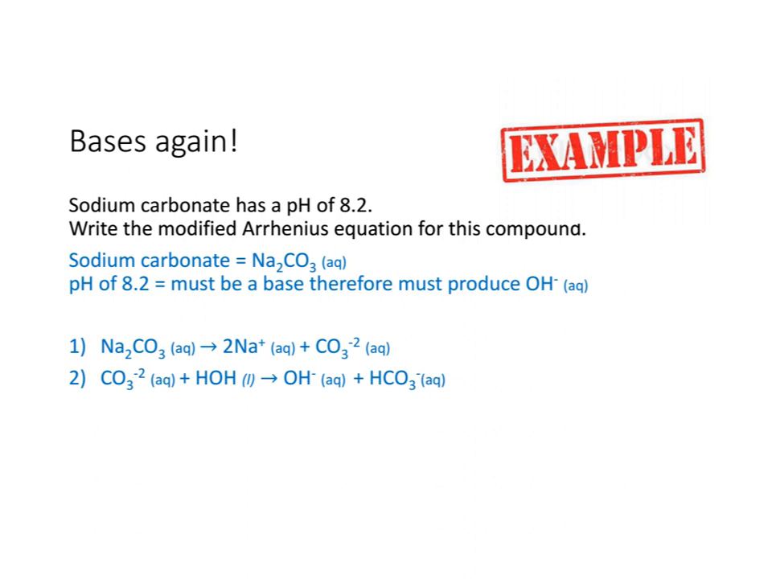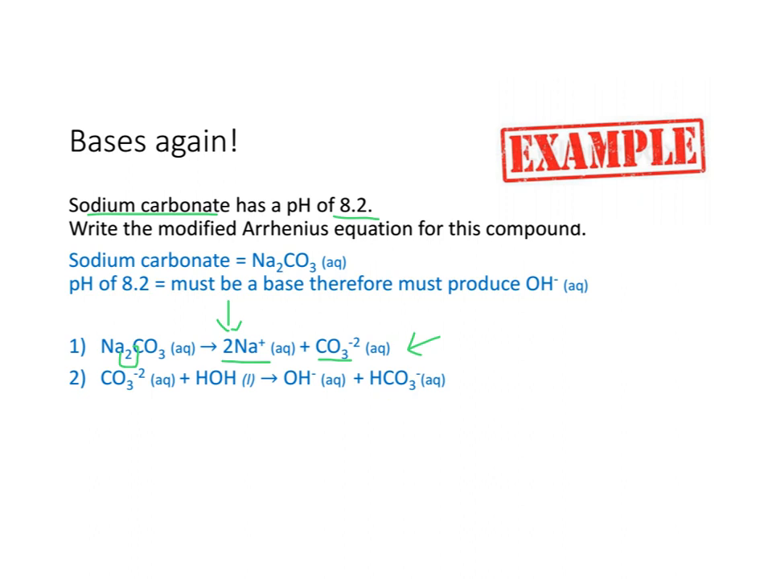Let's look at another example of a weak base in the modified Arrhenius theory. Sodium carbonate has a pH of 8.2. So first step, we're going to dissociate sodium carbonate into sodium ion and carbonate. And notice here we have 2 moles of sodium ion because in our original equation there is a subscript of 2 in sodium carbonate. Next, we're going to take the anion. Here in this case it is our carbonate, CO3 2 minus, react with the water to produce 1 hydroxide, and what's left?